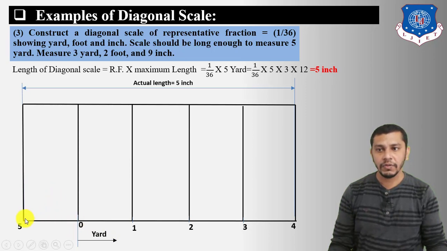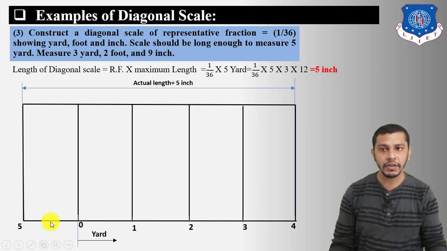Now in the first main division we have to make the subdivisions, which will give us the relation between yard and foot. So what is the relation between yard and foot? 1 yard is equal to 3 feet. So on the subscale we have to show feet, and 1 yard is equal to 3 feet. So we have to divide this line into 3 equal parts, 1, 2 and 3, showing 1 foot, 2 foot and 3 foot.